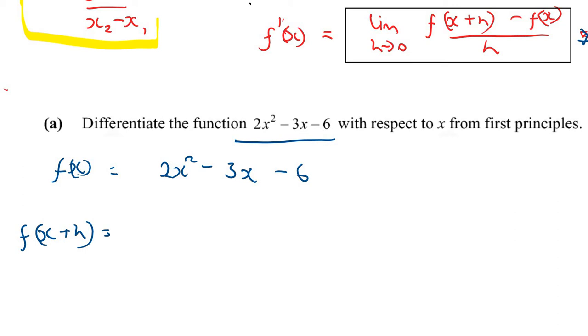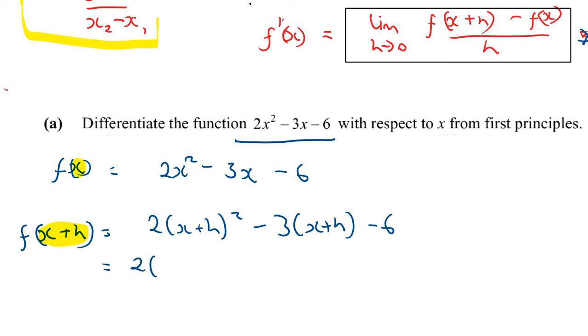That is going to be 2x plus h, all to be squared. We just simply substitute x plus h in for x, minus 3 times x plus h minus 6. So now what I'm going to do is expand the brackets, because I'm going to end up subtracting those two from each other.